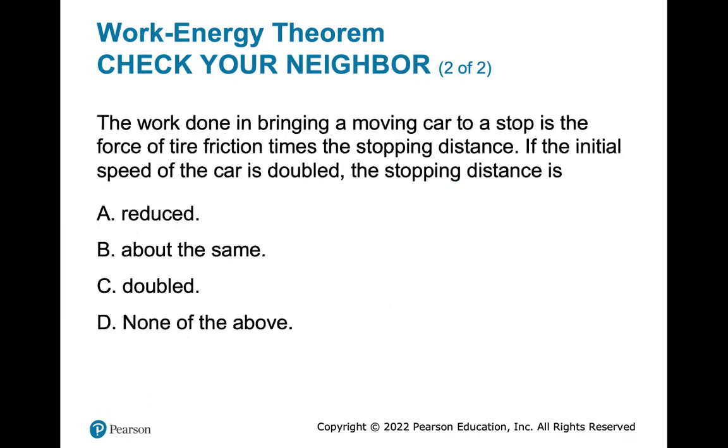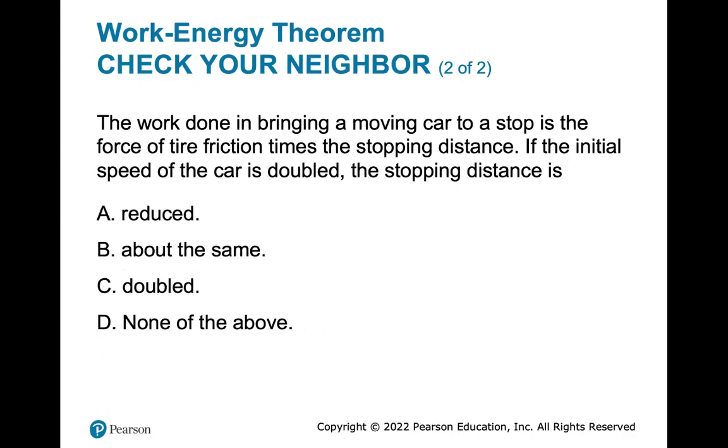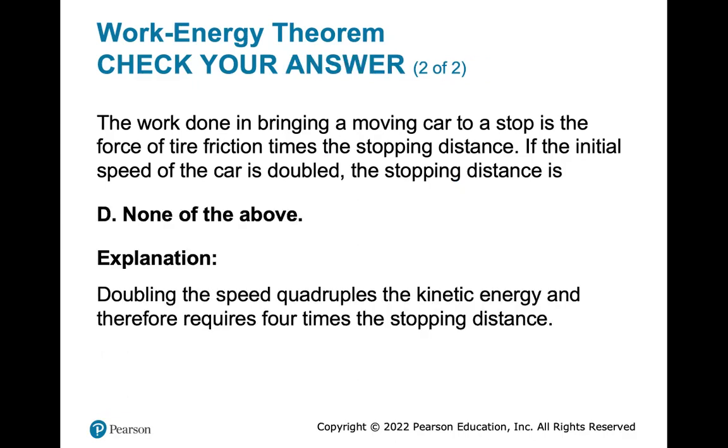Okay. The work done in bringing a moving car to a stop is the force of tire friction times the stopping distance. So if the initial speed of the car is doubled, the stopping distance is reduced, about the same, doubled, or none of the above? Well, in this case, it's none of the above. Doubling the speed quadruples the kinetic energy and therefore requires 4 times the stopping distance. They didn't give you that option here in this question, so it's none of the above because it's 4 times.